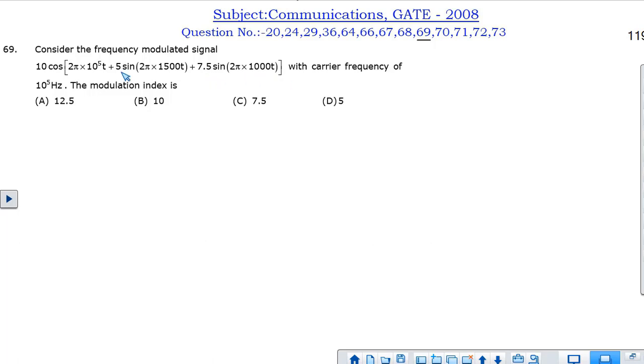That is, there are 2 modulating signals, this one and this one, being modulated as FM using this expression, with carrier frequency given to be 10 to the power 5 Hz. Now we have to find out the modulation index in this case. The modulation index beta is nothing but del f maximum, that is the maximum frequency deviation, divided by fm, that is the maximum frequency of the modulating signal.